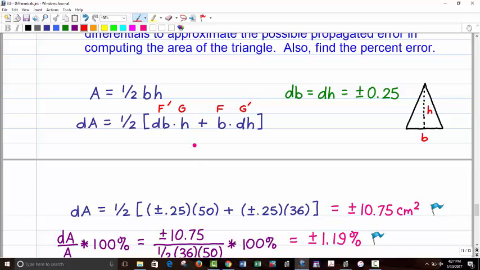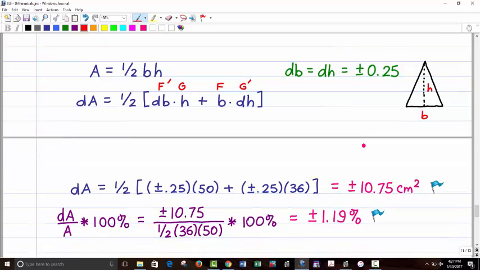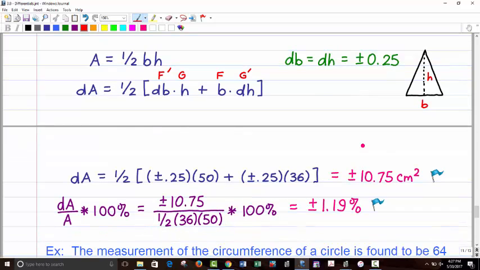So you put in the 50 for the h, the 36 for the b. Looks like I reversed the numbers there, but they're both right. So that dh is right there, 36 for b, and then the db and the dh are the same number. Plug it in there, you get plus or minus 10.75 centimeters squared. So you see I take that dA divided by the area of the triangle, which is 1/2 times 36 times 50, and there's your 10.75, straight out multiplied by 100%. So this one's off by a little more than 1%, 1.19%.